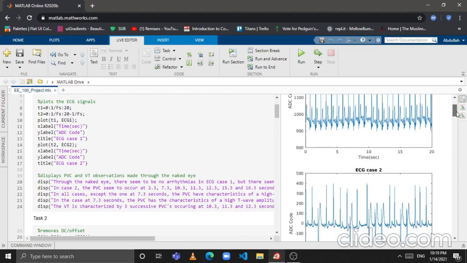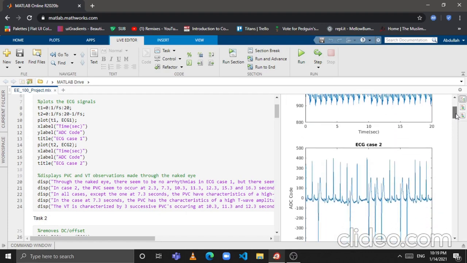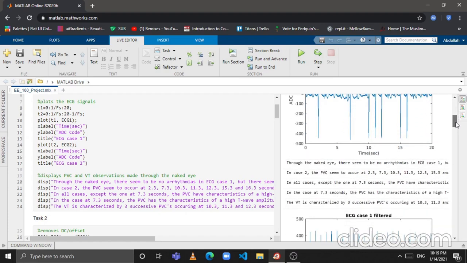In ECG case 1, we couldn't really find any PVCs, and in ECG case 2, we found 7 PVCs, which are characterized by these lower dips in the graph. These 3 PVCs that occur consecutively, we characterized as a single VT. These observations were noted down over here.